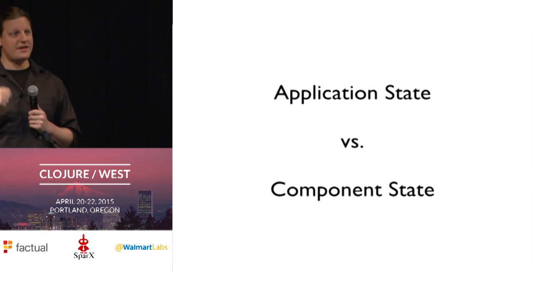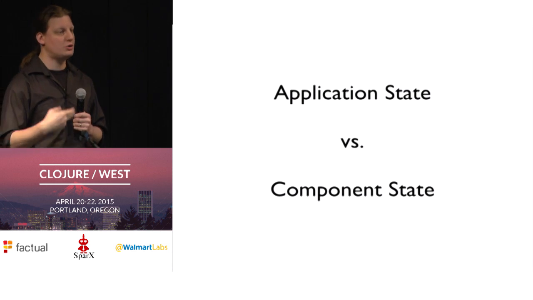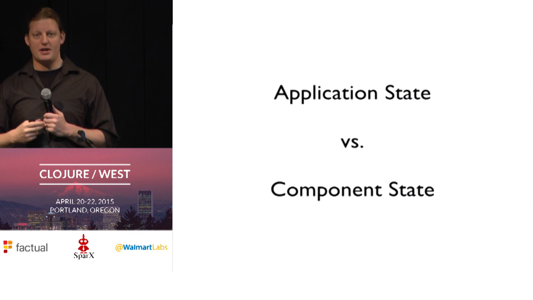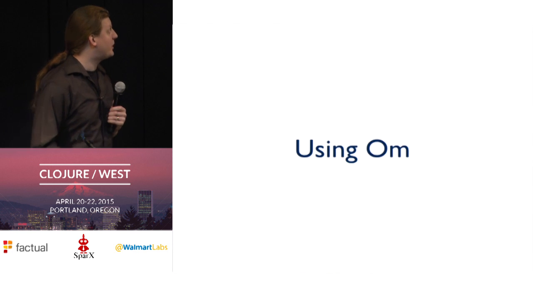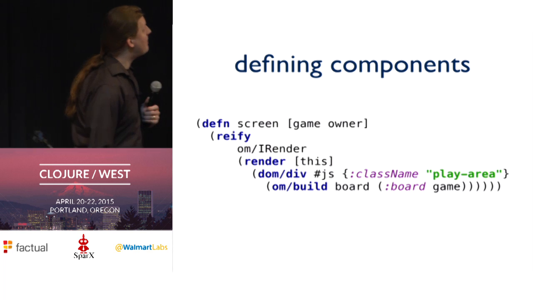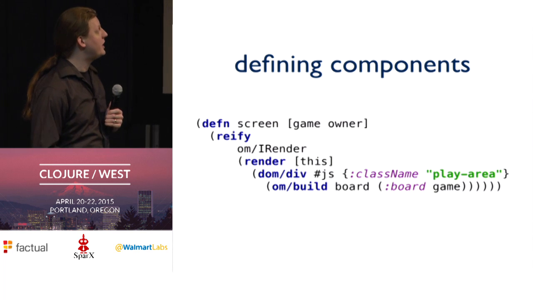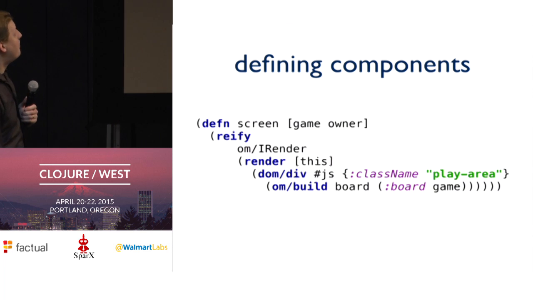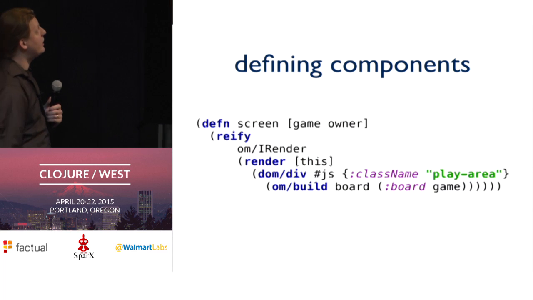But it doesn't have anything to do with the application state. So it's for local transient things that you don't want to escape the context of an individual component. So using Om, I'm not going to take the time to explain this code in great detail. But this is kind of what defining a component in Om looks like.